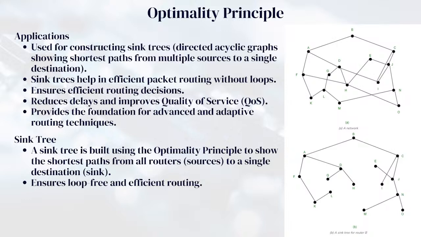So a sink tree means it is built using the optimality principle to show the shortest path from all routers, that is sources, to a single destination, that is the sink. It will ensure loop-free and efficient routing. So here the sink tree helps in efficient packet routing without loops. Also it helps routing decisions. It will reduce the delay and it will improve the quality of service, and also it will provide the foundation for advanced and adaptive routing techniques, okay.